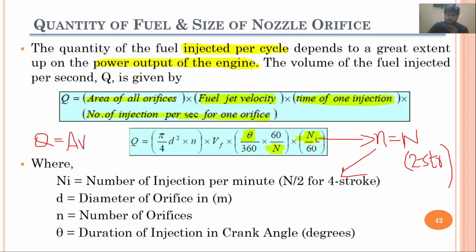The I in the subscript represents the injection, and n represents the number of injections. So why haven't I used the small n? Because I have used the small n for the number of orifices in the first section of this equation. That's why I haven't used small n in this relation. And since we are talking about the number of injections per second, and this capital N I would be in minutes, we will divide it by 60 to convert it into per second.